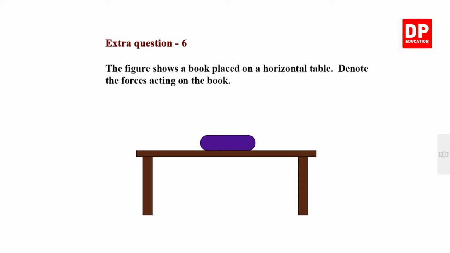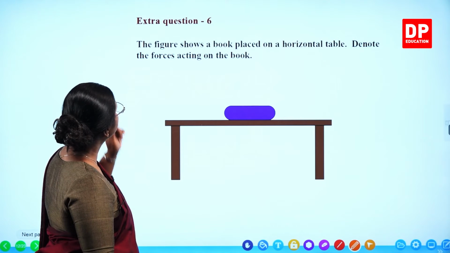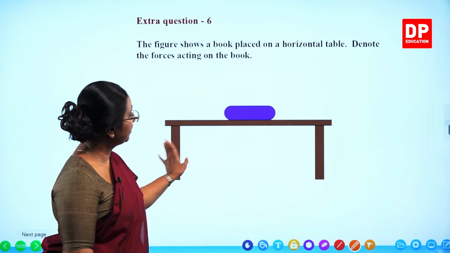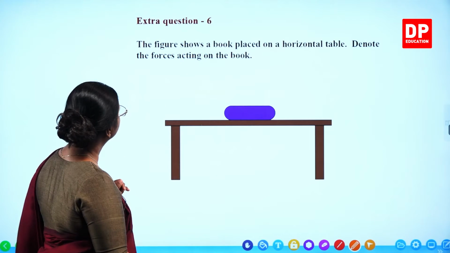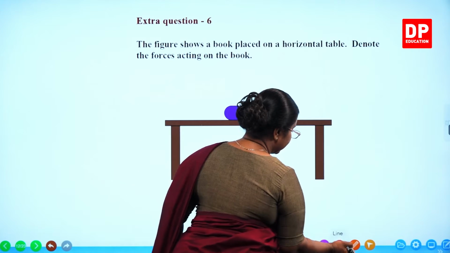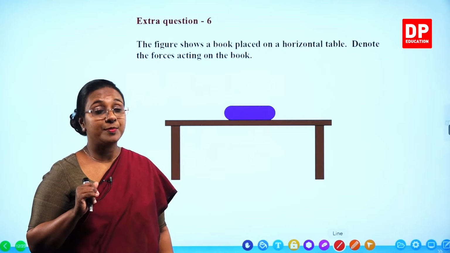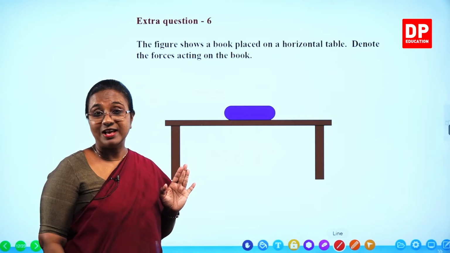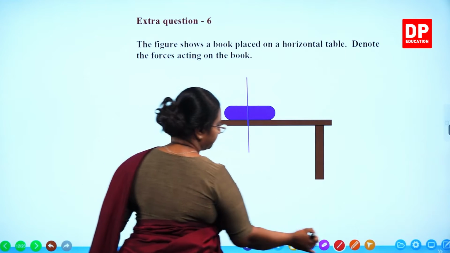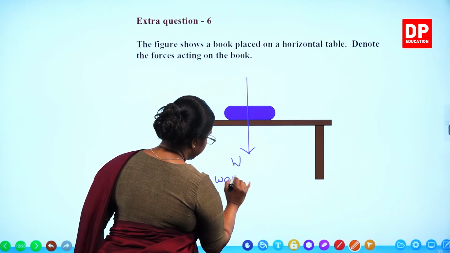Extra question 6. The figure shows a book placed on a horizontal table. Denote the forces acting on the book. So this is a book placed on a horizontal table. They want you to denote the forces acting on the book. So you know this is a situation where there are 2 collinear forces acting in the opposite direction. I am sure you know them well. What are they? The weight acting downwards. So this way it's going to be the weight of the book.